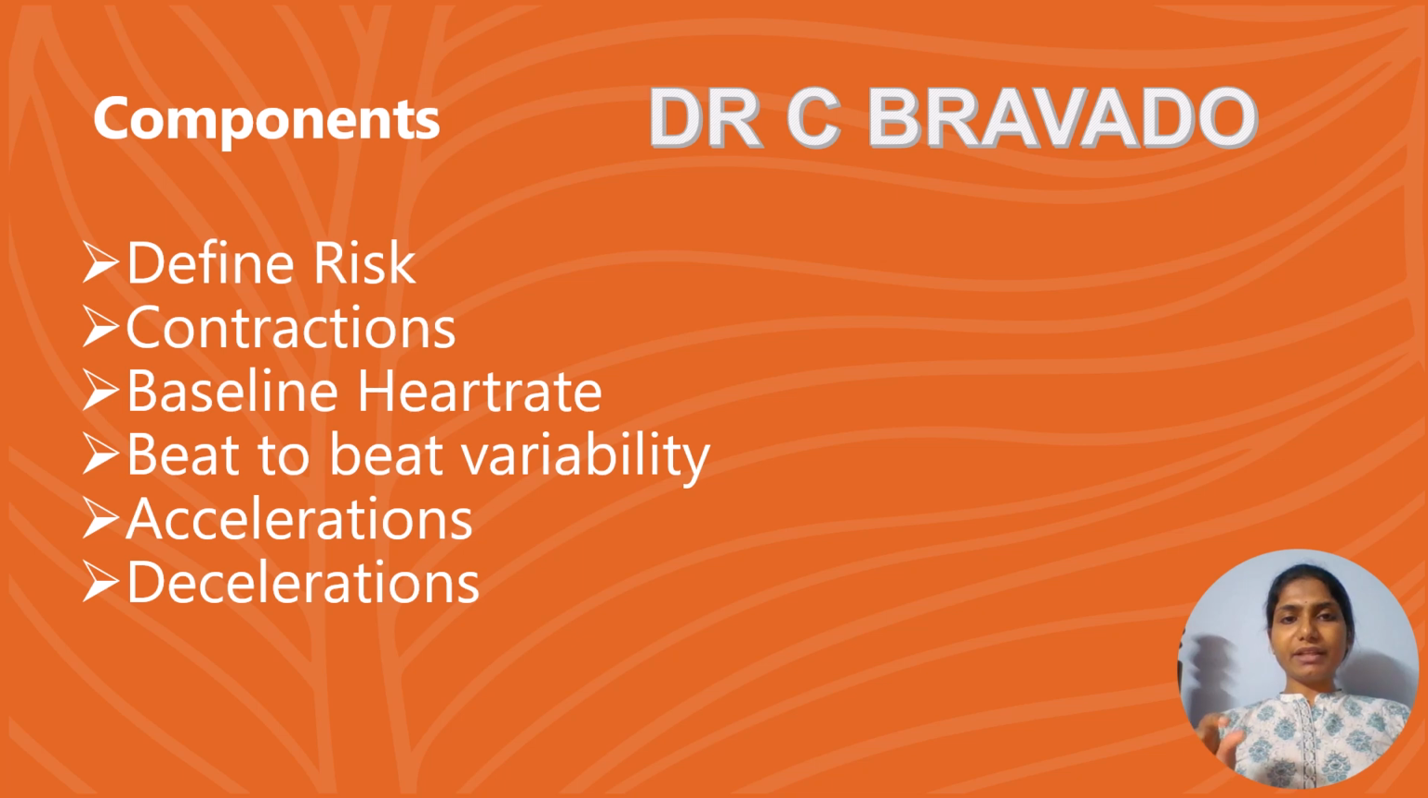How many uterine contractions lasting for how many seconds in 10 minutes duration. So this is how we have to compute the contractions. The third important thing is the baseline heart rate. So why is the baseline heart rate important? This baseline heart rate determines the interaction between the sympathetic and parasympathetic activity.